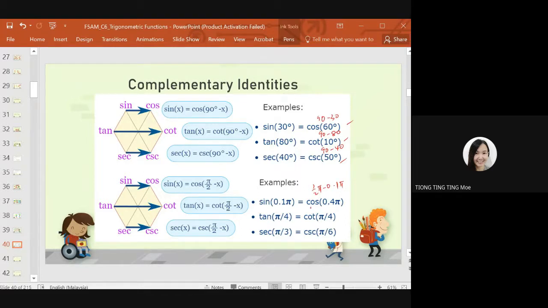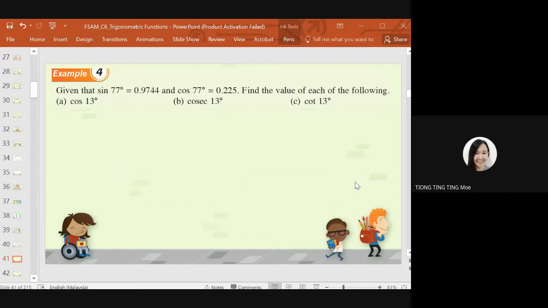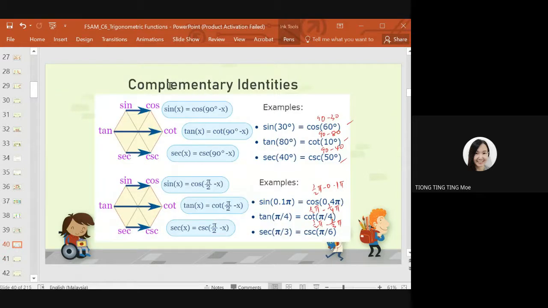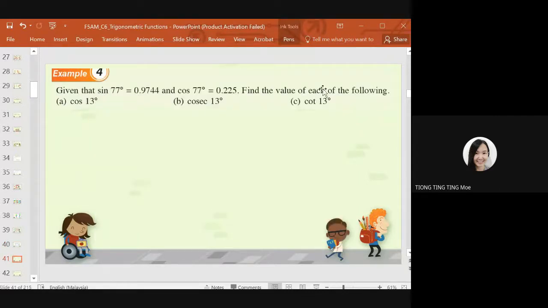Then this one, also the same thing. 1 over 2 pi minus 1 over 4 pi. And this one, 1 over 2 pi minus 1 over 3 pi. So you straightforward get the answer on the other side. Okay, complementary. This one we use the hexagon to find out the complementary identities for the trigonometry ratio. Okay. So now try these questions.